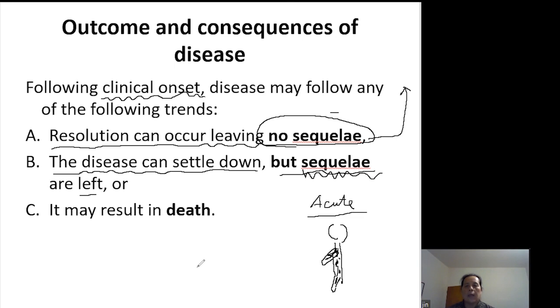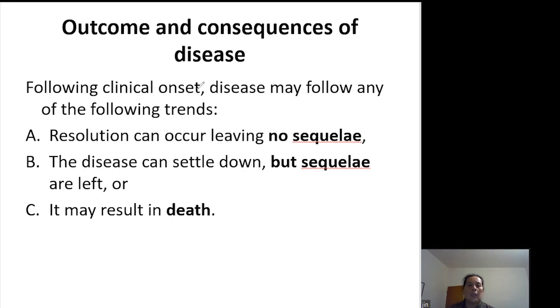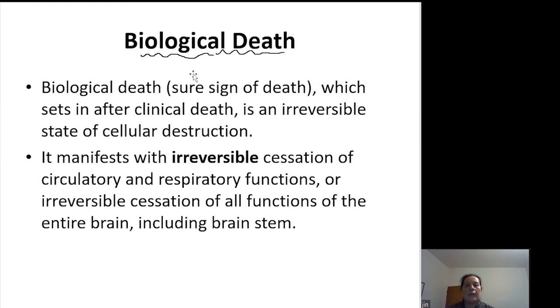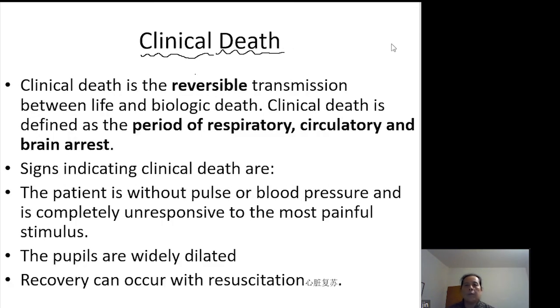And certainly some people may die in severe cases. So that's about the causes or development of the illness. And we say in severe cases the patient will die, but we still separate two different kinds of death. One kind of death we call clinical death. Another kind we call biological death. So what's the difference?